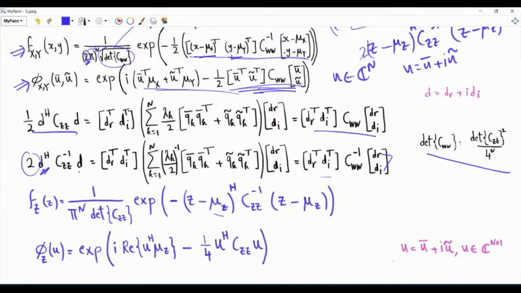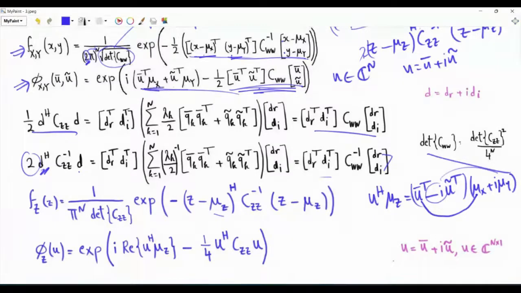The last part to handle is this part. How can we express this part in terms of vector u? Now, if we take the inner product of u Hermitian and mu z, so this is u bar transpose minus I u tilde transpose times mu x plus I mu y. Now, we have u bar transpose mu x, which is this, and we have minus I times I u tilde transpose mu y. This will give us u tilde transpose mu y, and that's it. So to get these two terms and nothing else, what we should do is to have the inner product of complex valued vector u with mu z, and then take the real part.